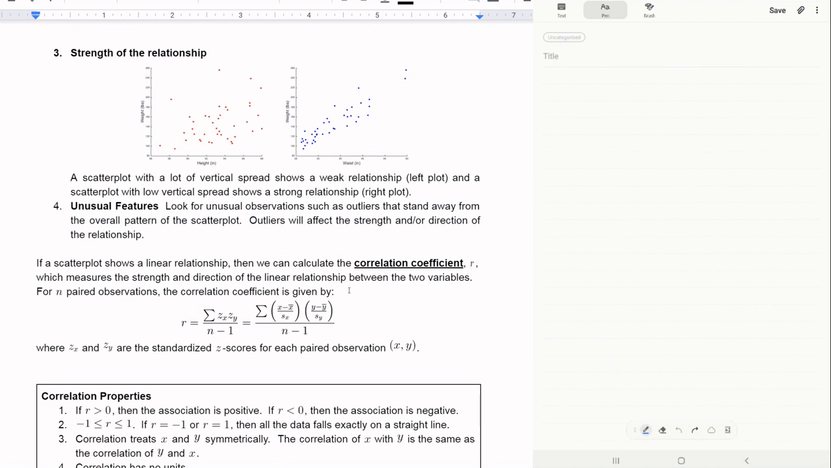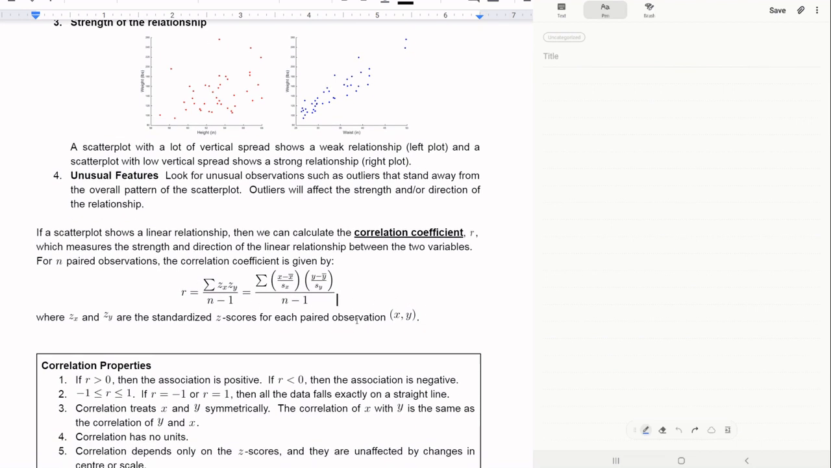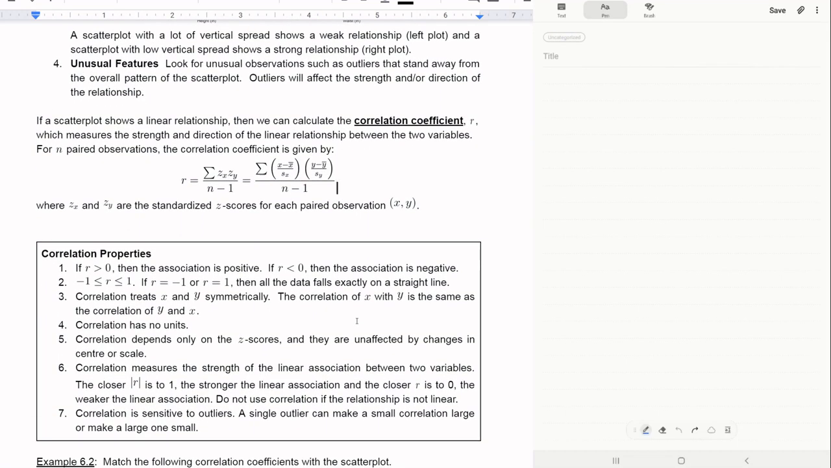So how do we calculate the correlation coefficient? Well, if we're given n paired observations, then we can use this formula to calculate the coefficient. So we're going to take the sum of zx times zy and then divide it by n minus 1. And zx and zy are going to be the standardized z-scores for each of the paired observations. So we really won't be focusing on calculating r directly, but we're going to look at using r to determine properties about the relationship. So here are some correlation properties.